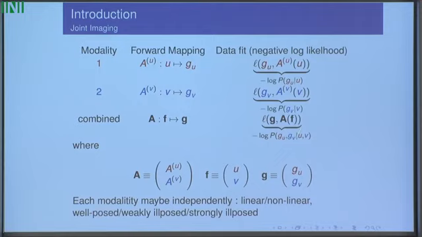So these are all decoupled, so we can just treat them separately, and that's what was shown in the first slide. They're reconstructed separately, and then fused together in a data presentation way. Or we can consider it as a combined model, so we stack these operators, stack the solution, and stack the data. And then each one may be linear, non-linear, weakly ill-posed, or in some cases well-posed, or strongly ill-posed.